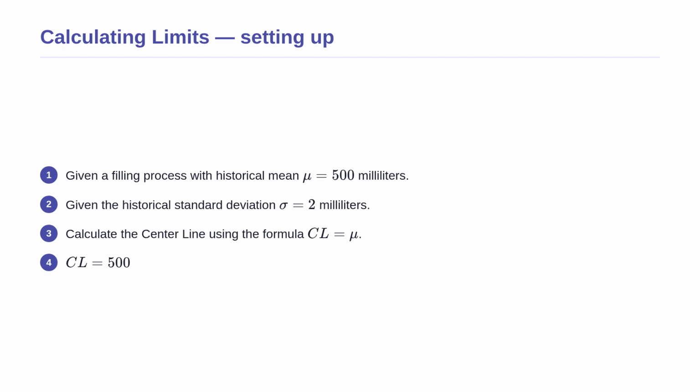We start by defining the center line. We substitute our known process mean into the formula, setting the center line mathematically at 500 milliliters. This is the ideal target volume the machine aims for continuously.